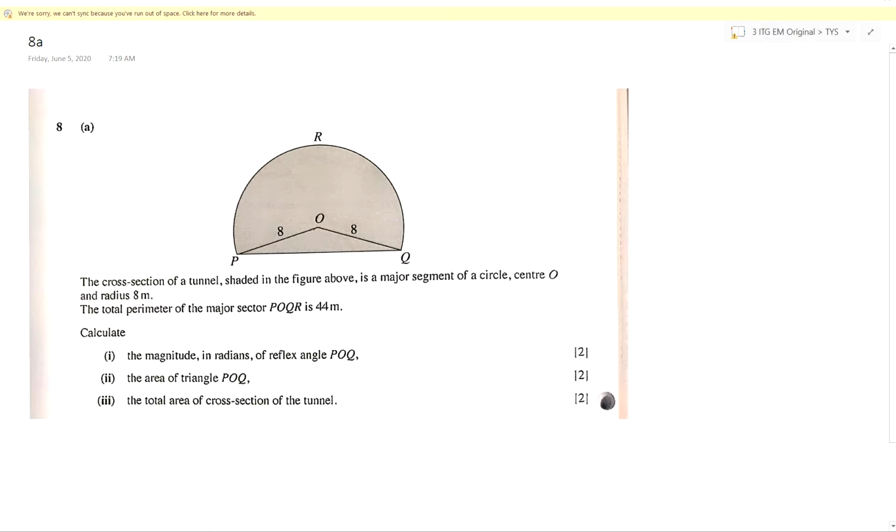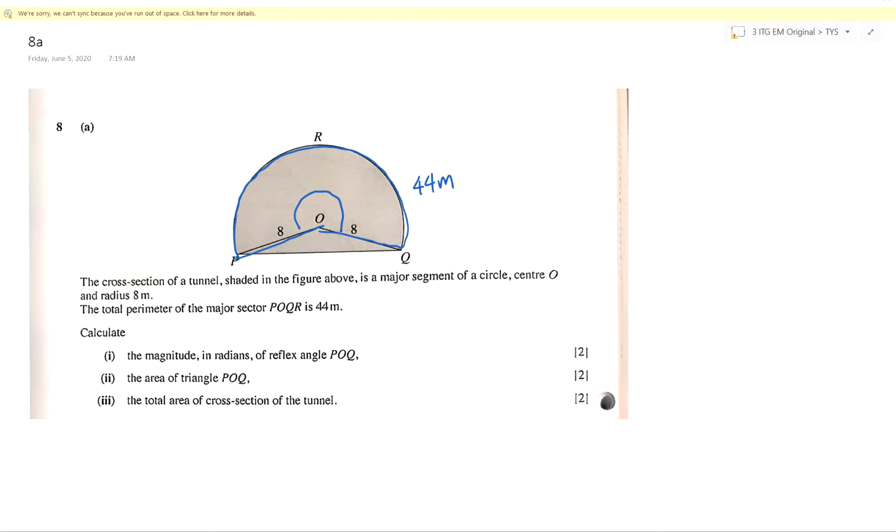Right, so the total perimeter of the major sector POQR, so P to O to Q to R, has a perimeter of 44 meters. Find the reflex angle POQ. Reflex means greater than 180 degrees. Okay, in this case, we will be using radians. So the reflex angle will be greater than pi radians.